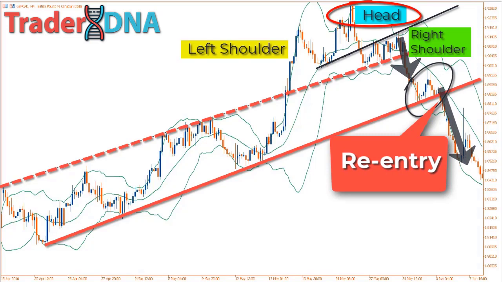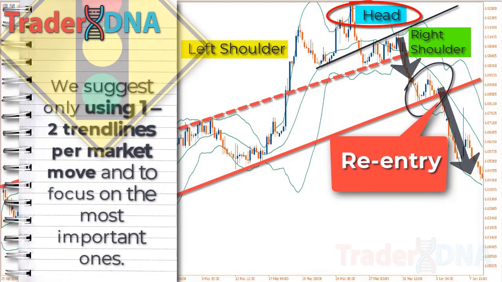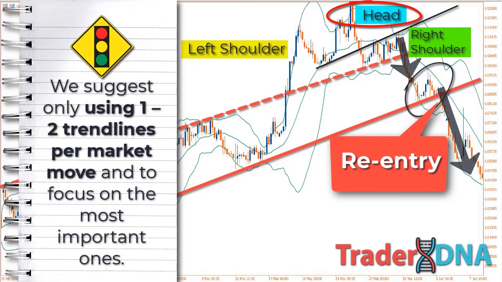It's usually always possible to draw multiple trend lines, and especially newer traders often tend to use too many trend lines. We suggest only using 1 or 2 trend lines per market move and to focus on the most important ones. The goal of trend lines is to add context to your chart analysis and not to confuse you.